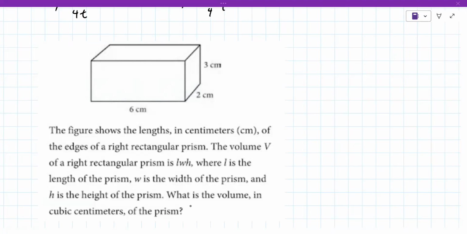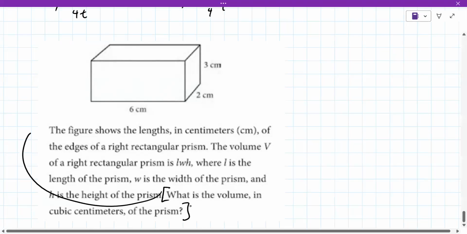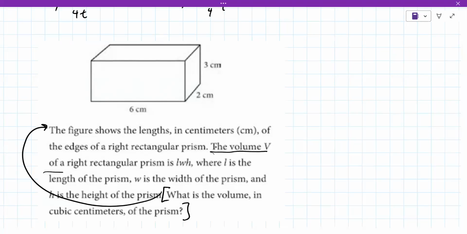Now, if you didn't know that, that's where you'd go back and start reading. Because guess what it tells you in the second sentence? The volume V of a rectangular prism is length times... Oh, I see. Right. They have to give you the information you need to solve the problem.